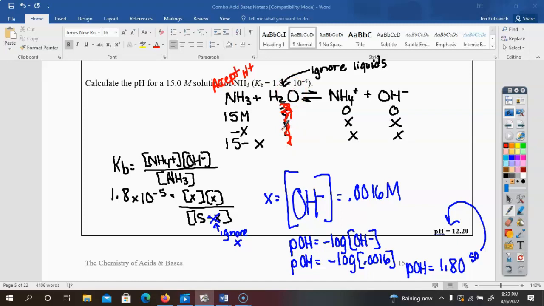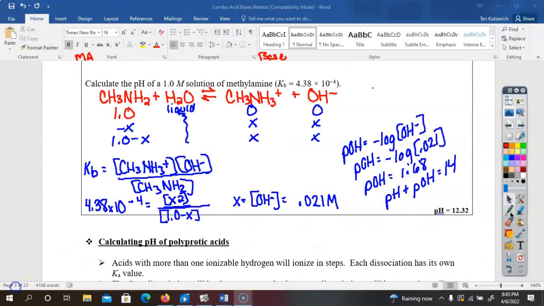Set up your race table, set up your Kb equation, ignore this X. X equals OH negative for this one. That's where you're going to make your mistake. Once you find your OH negative, you can find your pOH, and you know pOH plus pH equals 14, and you can find your pH. On to the next one.